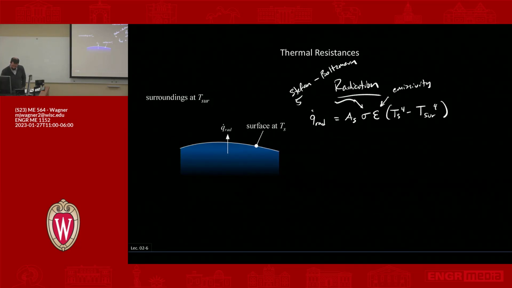And that is 5.67 times 10 to the minus 8th. That's the easiest constant you'll ever come across. What is it? Watts per meter squared Kelvin to the fourth are the units on that. Okay, and then AS is the same surface area.